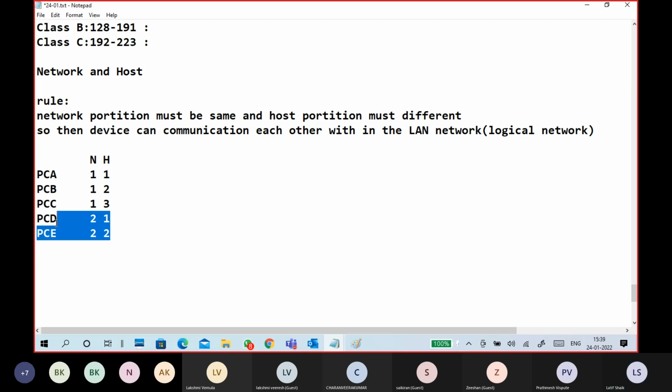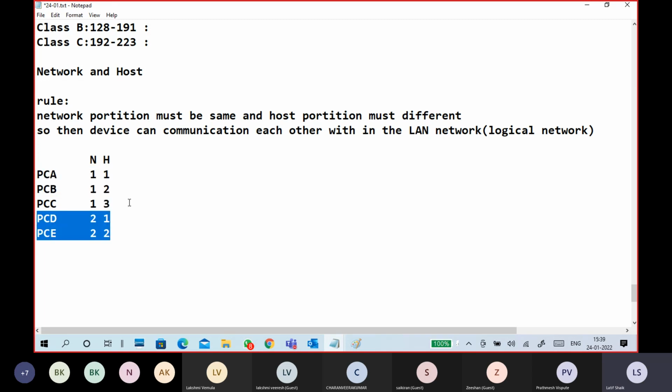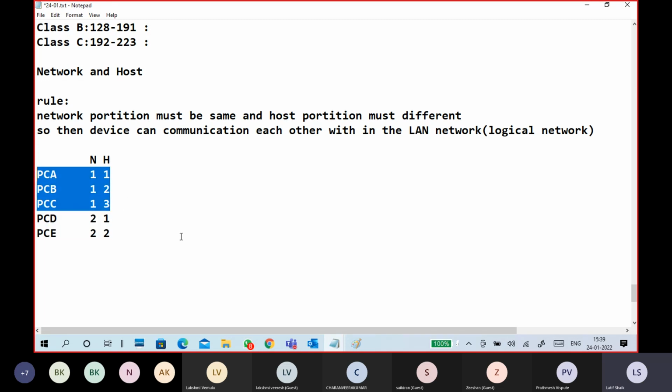So these two will communicate with each other. These three will communicate with each other, but these two cannot communicate with this one. That's very simple to understand: the network ID part must be the same and the host ID must be different.